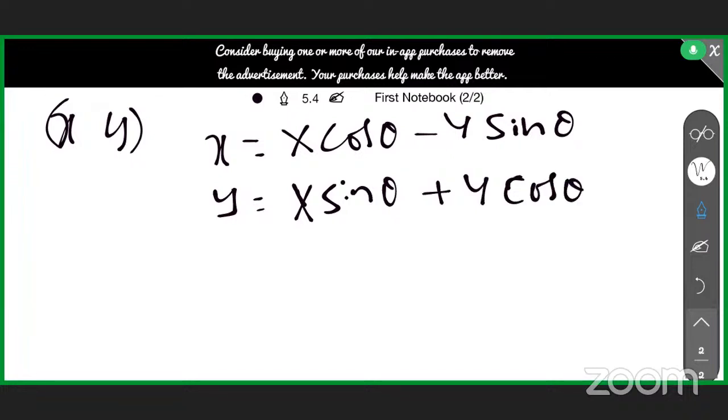So look at this. I can write these two equations in a matrix form. You already learned matrices, yes or no? Yes, sir. You have learned matrices and solving equations by the matrix method.